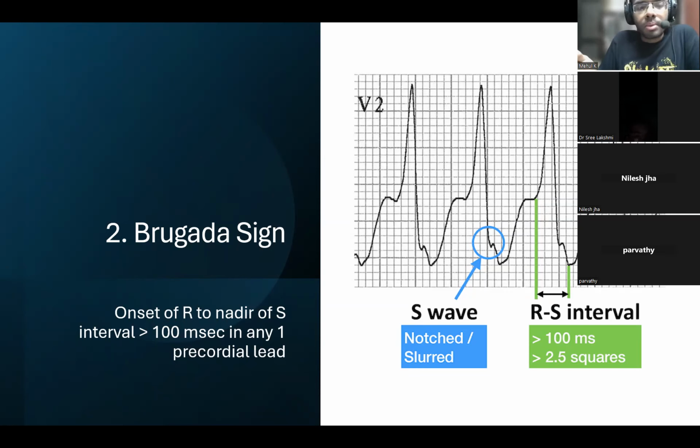With Brugada sign, basically you look from the onset of your R wave. Look at the green thing here. Onset of R wave to the nadir, that is the lowest point of the S wave. And look at the duration of that.